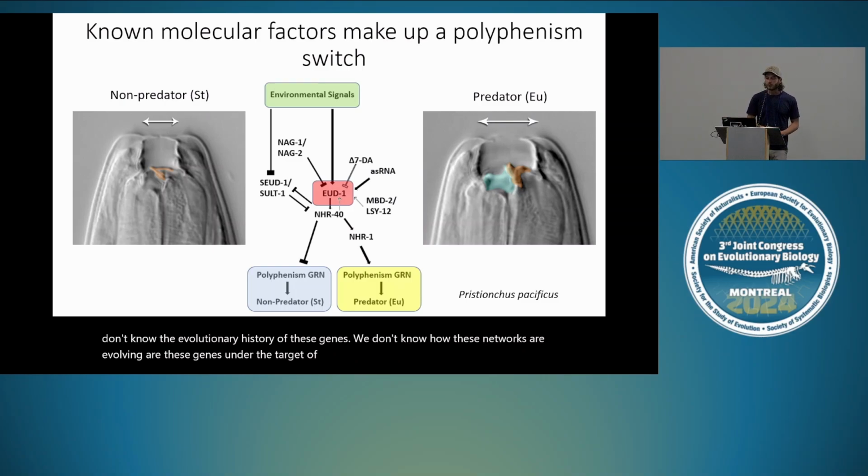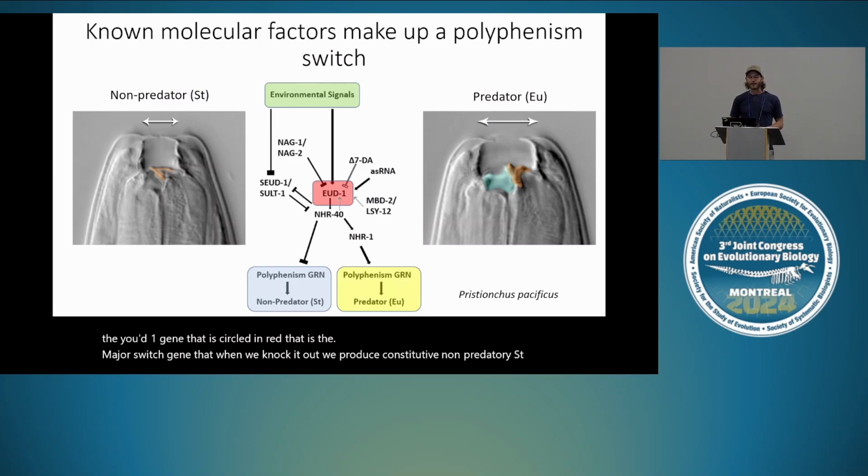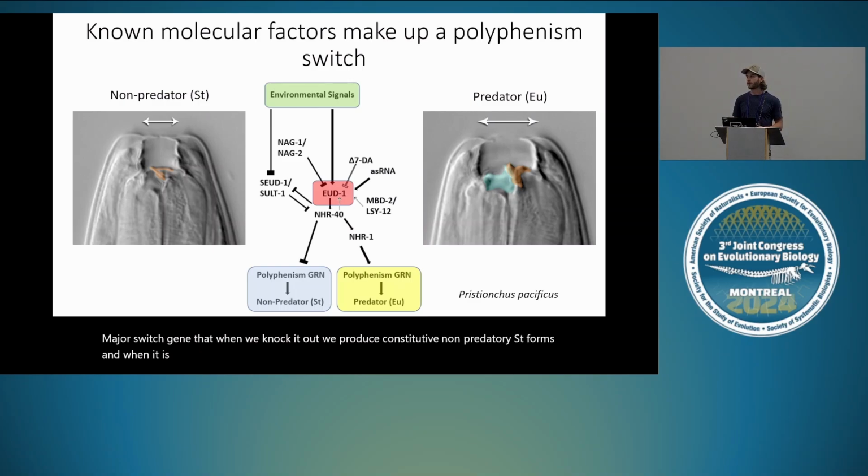I do want to bring your attention to the UD1 gene that is circled in red. That is the major switch gene that when we knock it out, we produce constitutive non-predatory ST forms, and when it is overexpressed, we produce constitutive predatory forms. But if I want to know how this polyphenism network is evolving, then I need to look at populations across the wild rather than a single strain in the lab.